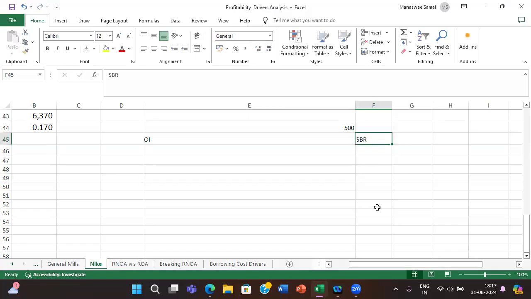So SBR, since everything we're discussing must be after tax, SBR should also be after tax. It's a rate. For example, the short-term borrowing rate for me is 7%. And let us assume the tax rate is 30%. So SBR after tax would work out to 7% minus 30% of 7%. That's 2.1%. Therefore, my SBR after tax should be 4.9%.